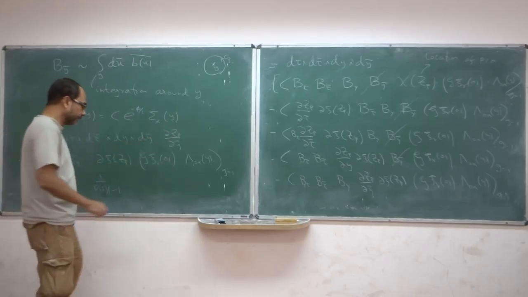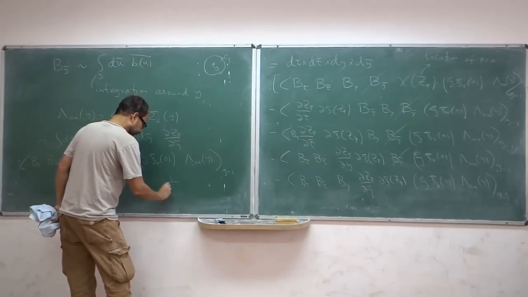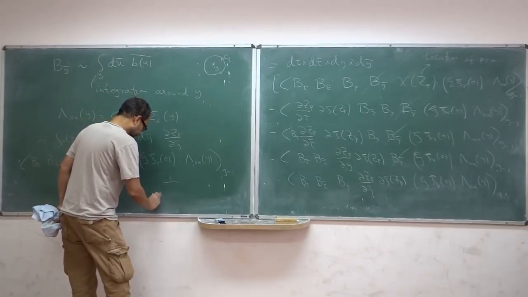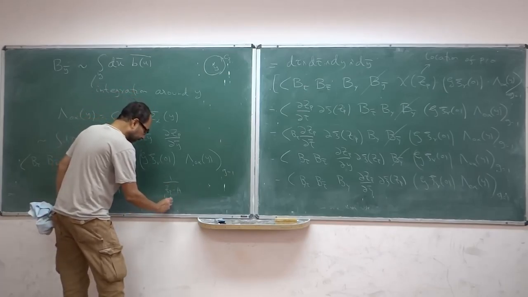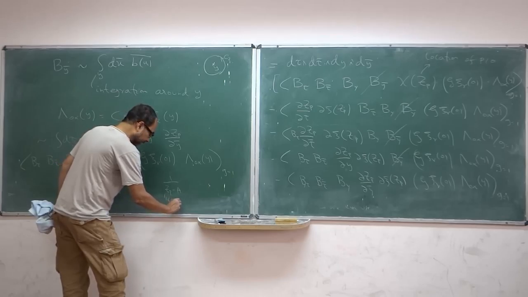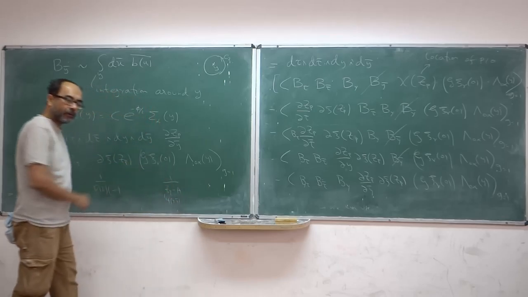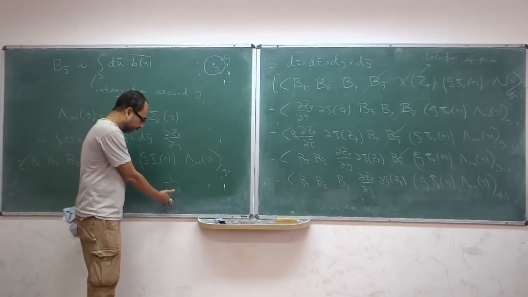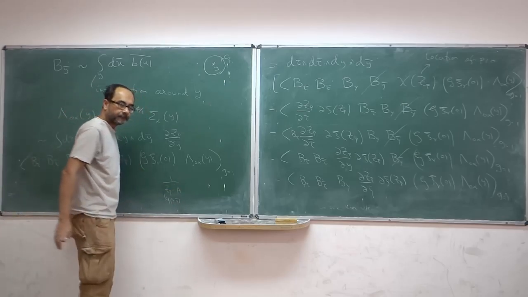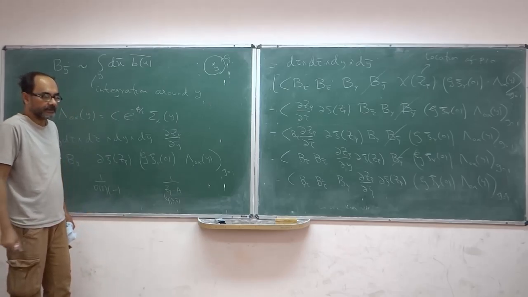Exactly. For example, if you have something like 1 over ZP minus A, and then ZP can be a function of Y and Y bar, then this is not a holomorphic function of Y and Y bar. But nevertheless, it will diverge when this function is equal to A. That's how you have problems.